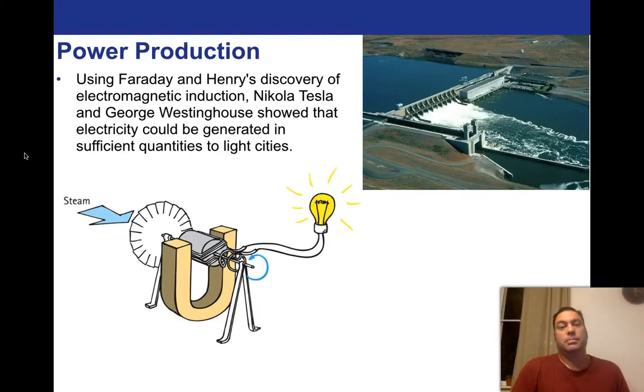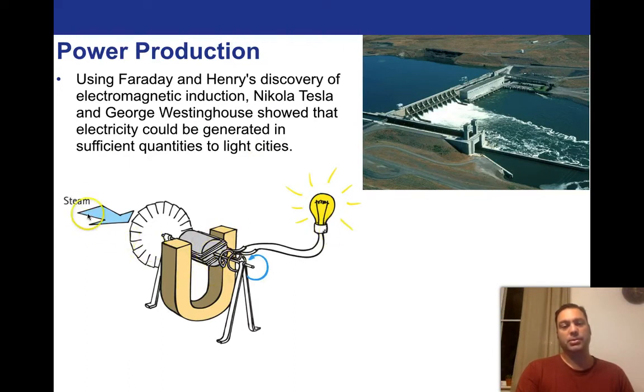Okay, using Michael Faraday and Henry's discovery of electromagnetic induction, a great man, Nikola Tesla, and George Westinghouse, who in some ways revolutionized the world. The discovery of the physics by Faraday is important, but Tesla showed that it works for common people, and this was a big deal. They showed that electricity could be generated in sufficient quantities to light cities. And so basically, they started spinning a coil. That coil could be used to generate light.